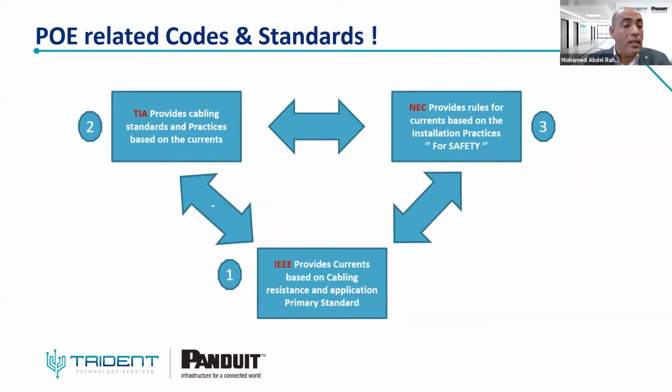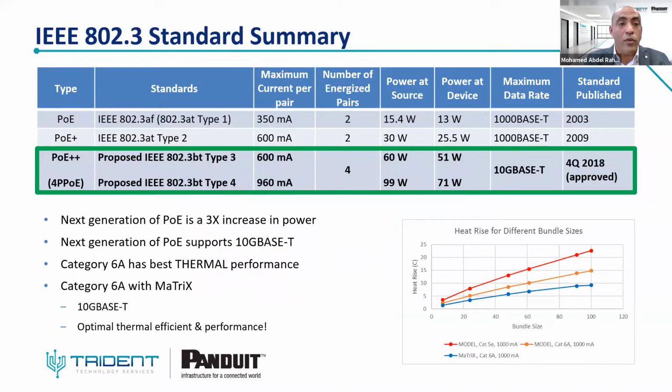Also, another one is called UL. As we all know, organizations like UL investigate and certify when you have a higher power. Also, we will discuss this in the upcoming slide. This is the summary for the IEEE standard. As we said, we have IEEE, TIA, and NEC. So you need to review at a high level the meaning and the difference between each standard and each code.